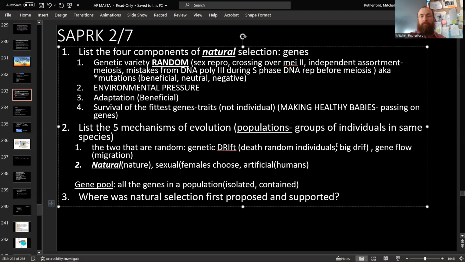Big drift is typically caused by a natural disaster. That oftentimes is called a bottleneck, okay? Because the neck of the bottle is smaller than the actual bottle.